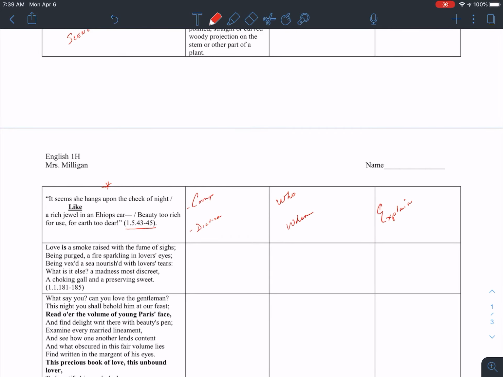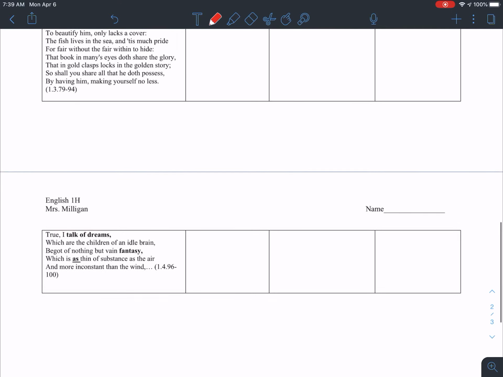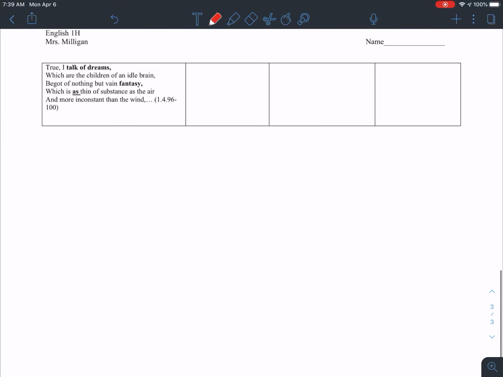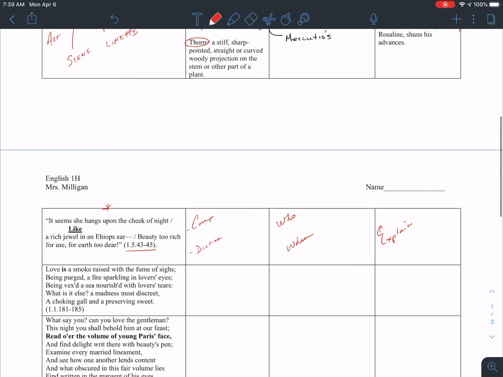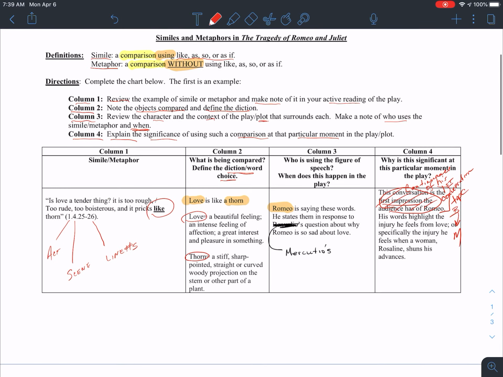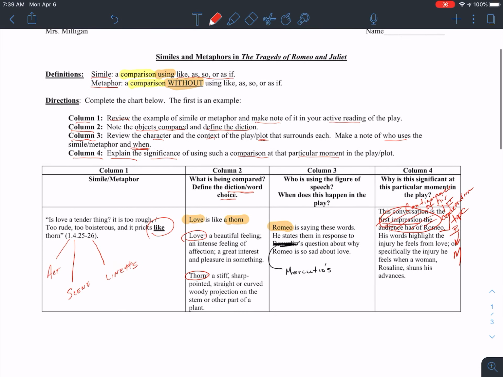If you have any questions, please let me know. If for any reason you're not understanding this concept, definitely email me. But as you continue your active reading of Romeo and Juliet, keep in mind that similes and metaphors are going to pop up quite often. And so you want to make sure that you're making note of them and highlighting them and annotating as you read. And that's it. Have a beautiful day.